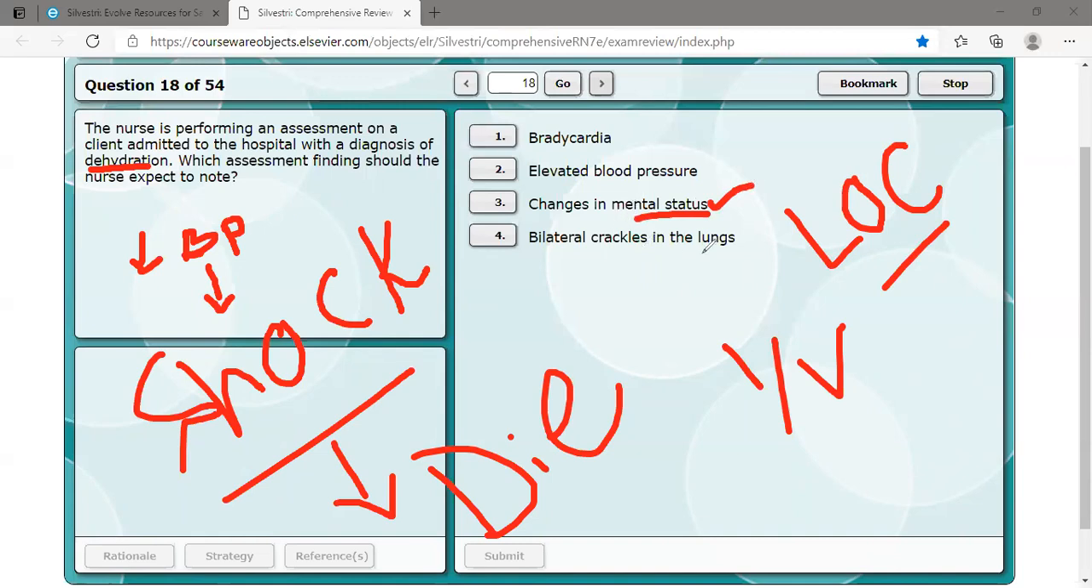Bilateral crackles in the lungs. Is that because of dehydration? No way. If there is fluid volume overload, fluid goes inside the lungs and congestion occurs, and the patient develops an added sound called crackles in case of fluid volume overload, not for dehydration, right? So the only option we can choose here is number 3.